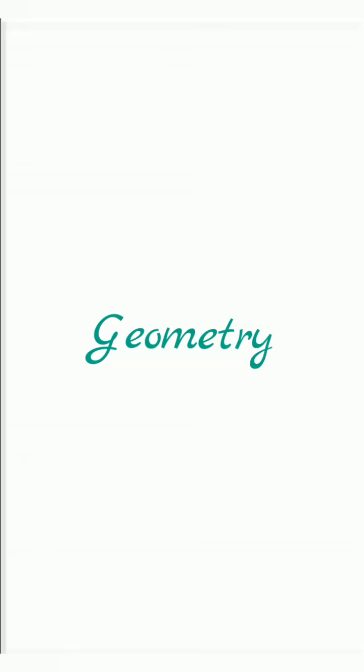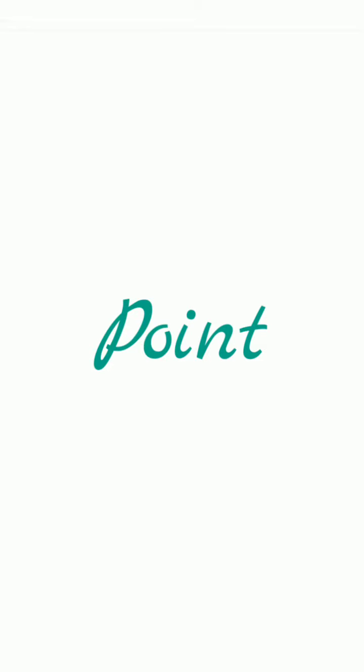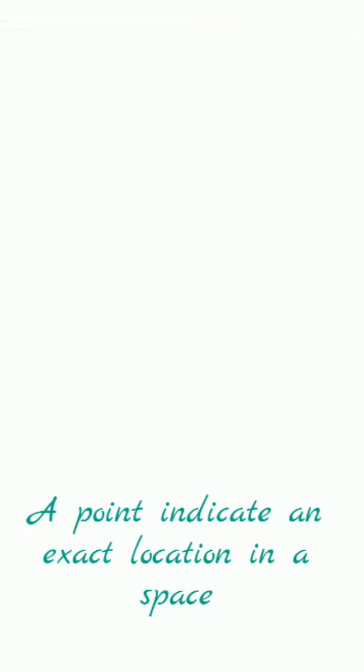Today we are going to revise some of the fundamental geometrical terms which you have already studied in your previous classes, such as point, line, plane, line segment, ray, etc. First, let us understand what is a point. A point indicates an exact location in space, and we use a faint dot to represent a point.